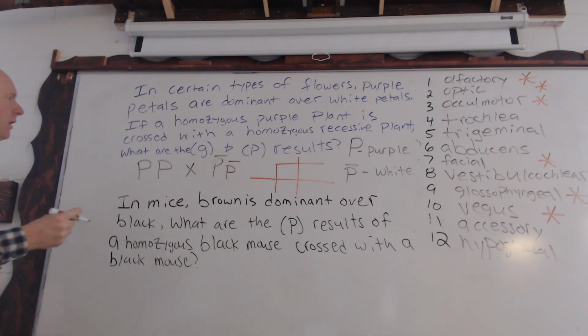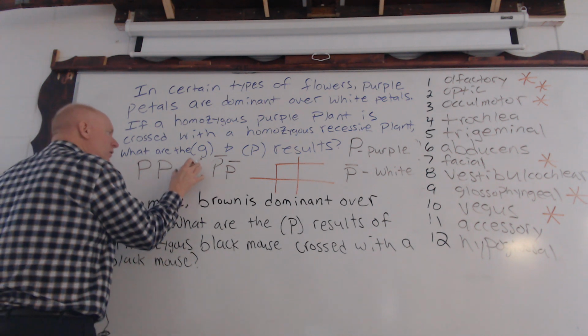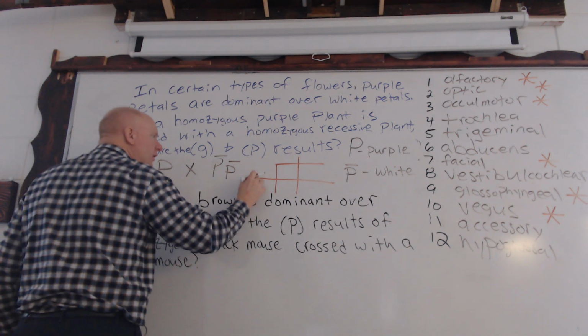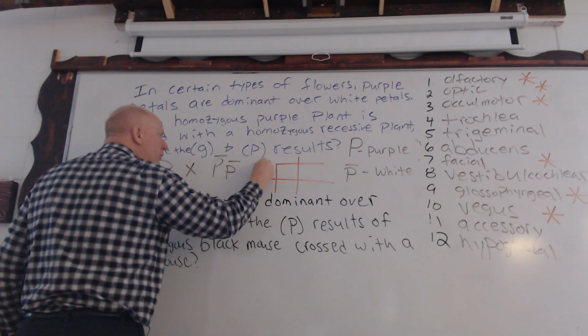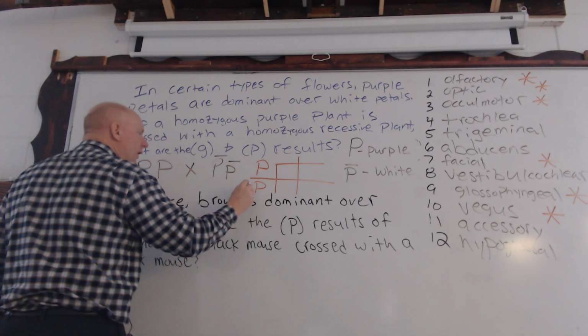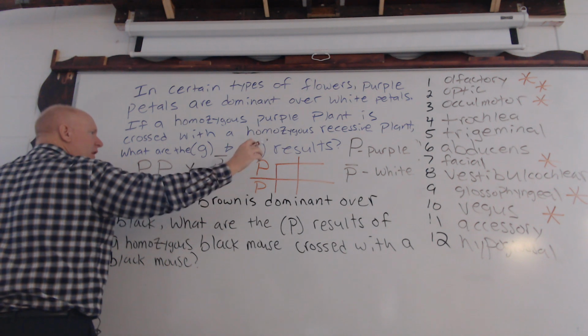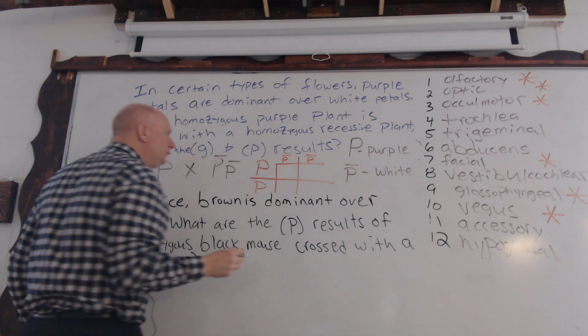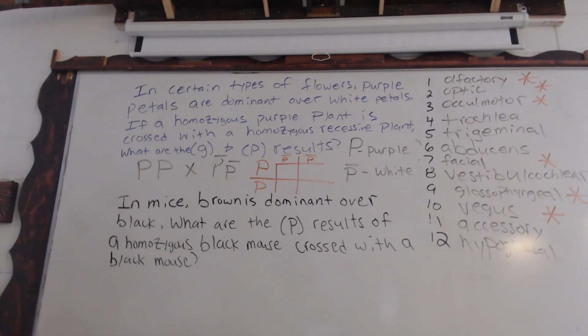All right. So again, what I do on the cross here, whatever's on the left, I put on the left down here. So we've got two capital P's. And then whatever's on the right, I put across the top. Two lowercase p's then. Okay.